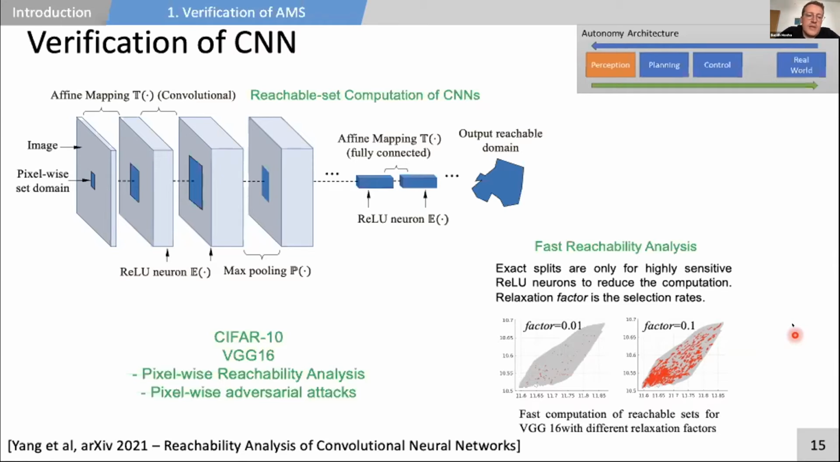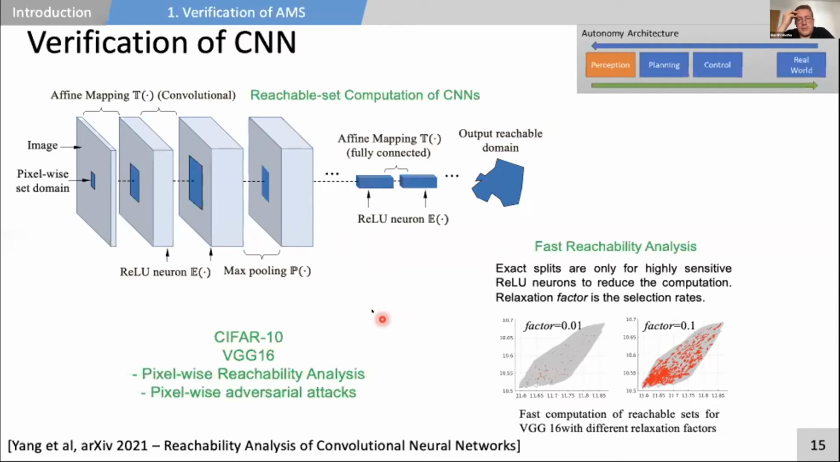And you have these ReLU neurons again, but you also have max pooling neurons. It's a very similar idea to the previous one, and we applied this to CIFAR10 and VGG16. We were able to show that this actually works very well as well. Of course, the time required is much larger, but still, it's still doable.